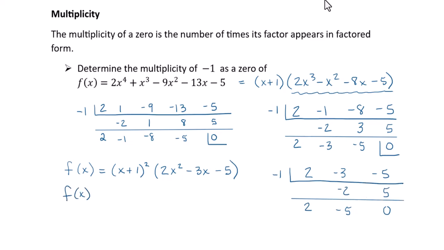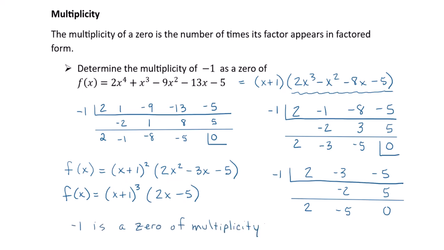Again, we can factor a little further. This is now x plus 1 cubed. And we're left with a 2x minus 5 as our last factor. For us, this means that the multiplicity of negative 1 is 3. So we'll state negative 1 is a 0 of multiplicity 3.